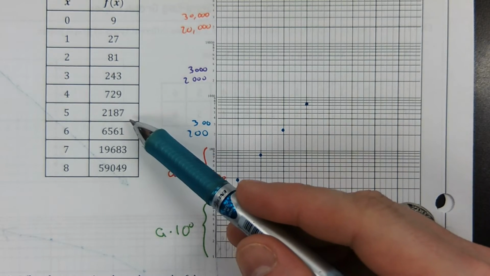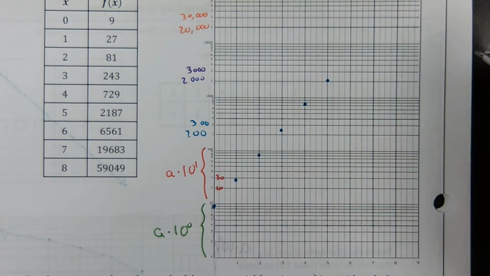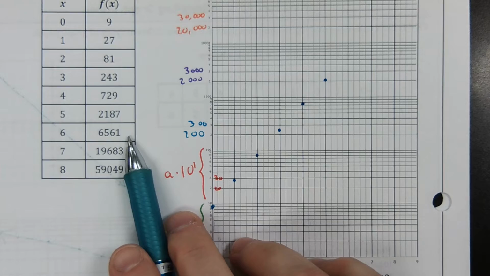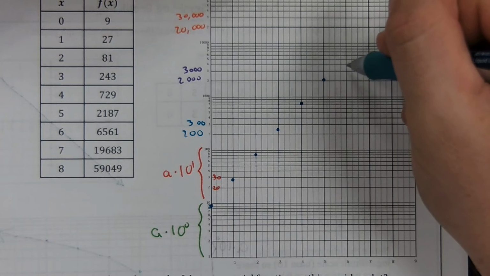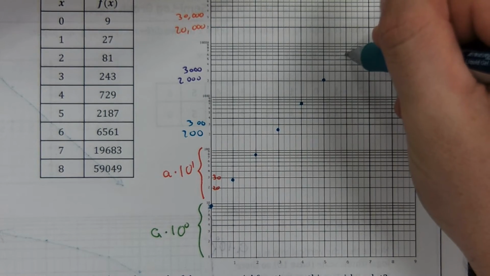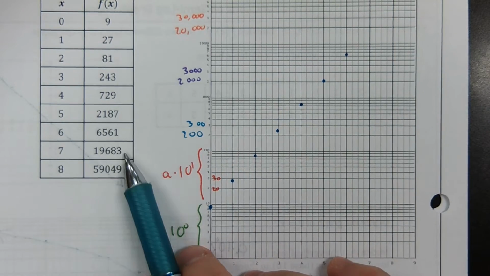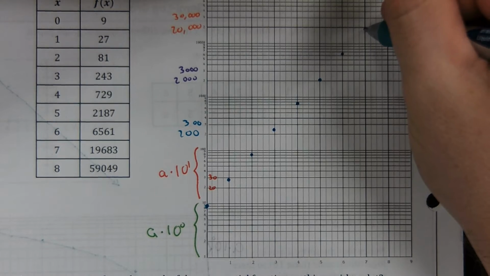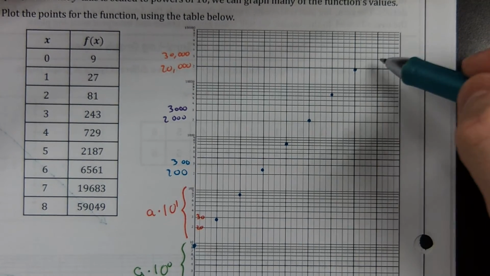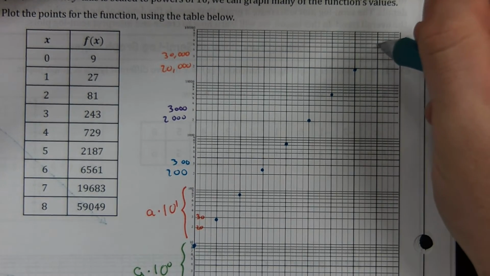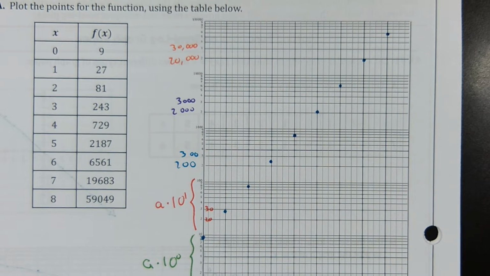That number is just a little bit more than 2,000. This one's halfway between 6,000 and 7,000, so this is 3, 4, 5, 6 and a half. Almost 20,000. And lastly, almost 60,000, so this is 30, 40, 50, 60, almost 60,000. Look at that string of dots. Them bad boys are linear, aren't they?